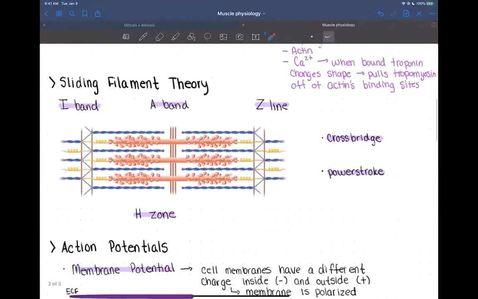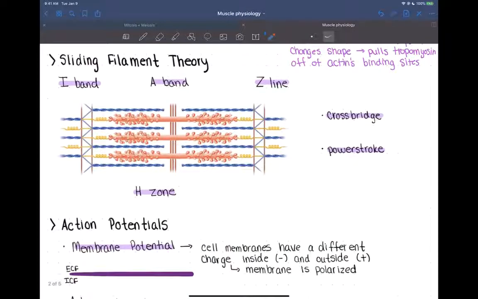Okay. So here we have one sarcomere. Our Z line would be here, and then we have our second Z line here. So that's our sarcomere from here to here.